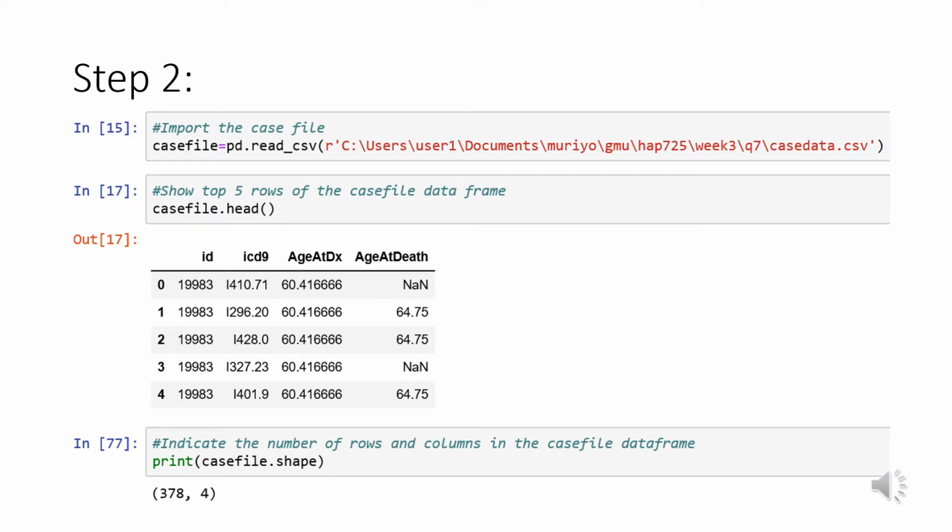Since the case file is a CSV file, we're going to use the read_CSV function to read the data into the case file data frame. Line 77 then indicates the number of rows and columns that are in the case file data frame. We have 378 rows of data and 4 columns.